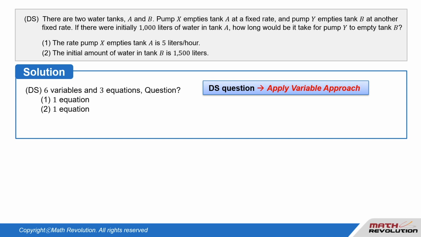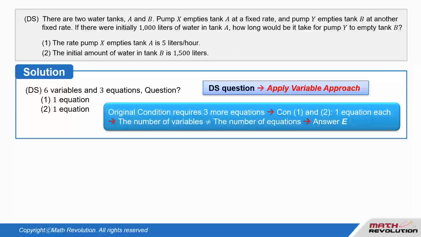DS. 6 variables and 3 equations. Question. Condition 1. 1 equation. Condition 2. 1 equation. DS question with 6 variables and 3 equations. This question shows how you get the answer E based on the variable approach by setting 6 variables and 3 equations in the original condition.